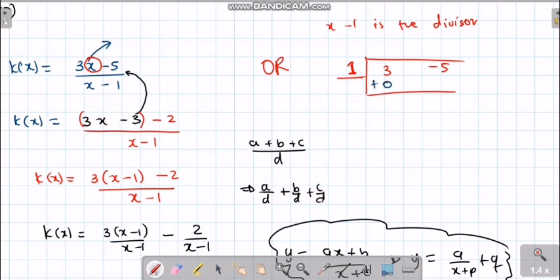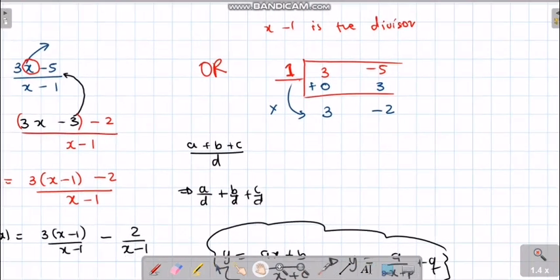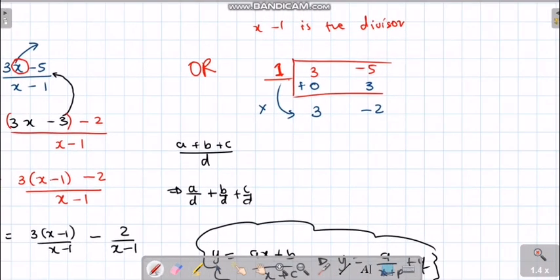So what do I do? I add. So 3 plus 0 is 3. Then what do I do with this 3? I multiply. 3 times 1 is 3. And then I add minus 5 plus 3, which is minus 2. So now, what does this tell us? It tells us that x minus 1 goes into 3x minus 5, 3 times. This minus 2 is our remainder.